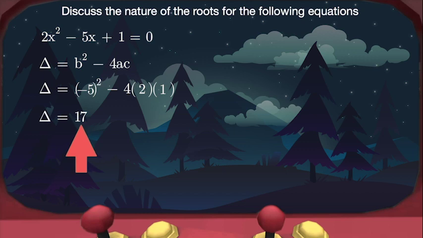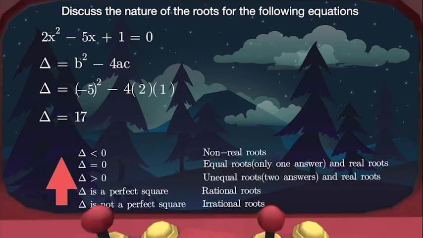Now it's very important that we remember what we were supposed to memorize in our previous lesson. When delta is less than 0, we know that we have non-real roots, while 17 is not less than 0. Then when delta is equal to 0, we have equal roots and we also have real roots. Well, 17 is not equal to 0. 17 is greater than 0. And when delta is greater than 0, we have unequal roots. So we need to write that down. Our roots are unequal. And we also have real roots. So our roots are real.